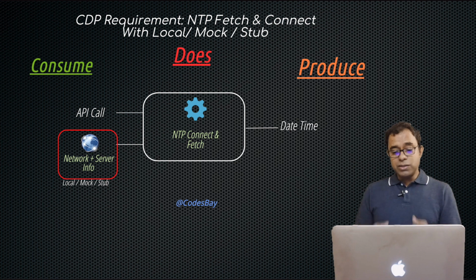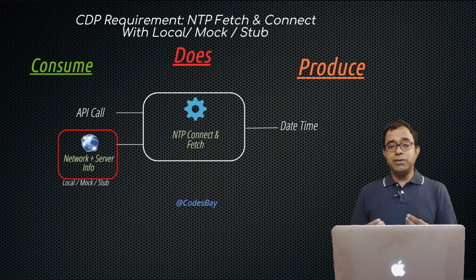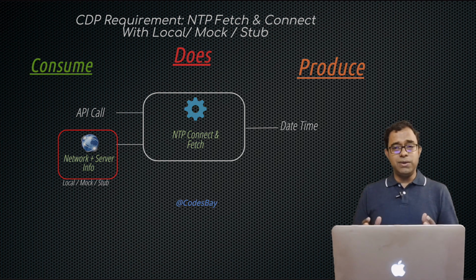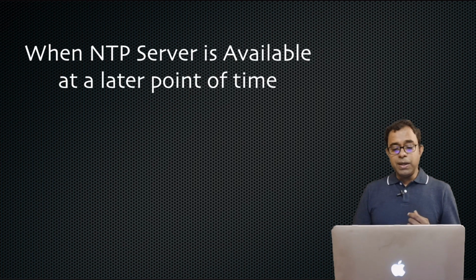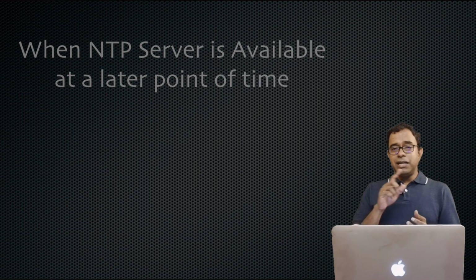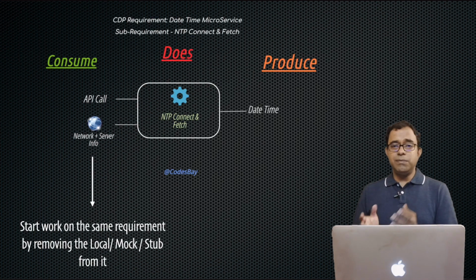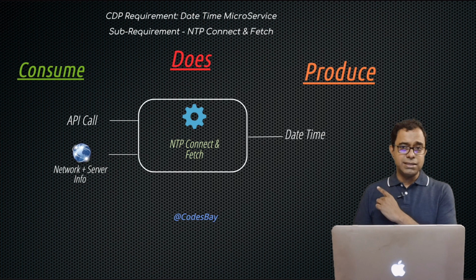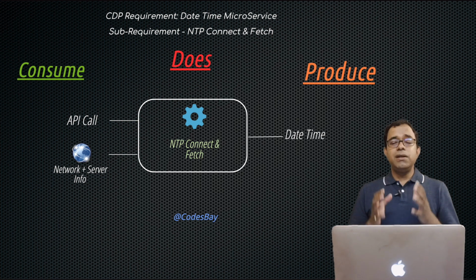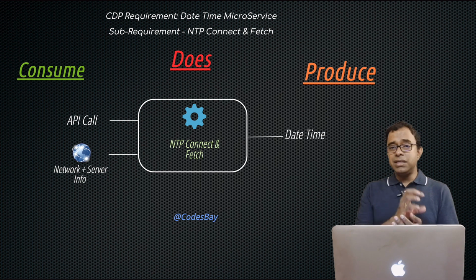You cannot stop things just because something is not available. Okay, that's just an entry point. Okay, and I'm either calling a mocking function or the real function. That's the only change. And later on, when the NTP server is available, use the same requirement by removing the mock, stub or local bracket from that, so that your requirement moves from this to this. Okay, and everyone knows that when this requirement is taken, they know that this requirement evolved from this to this.